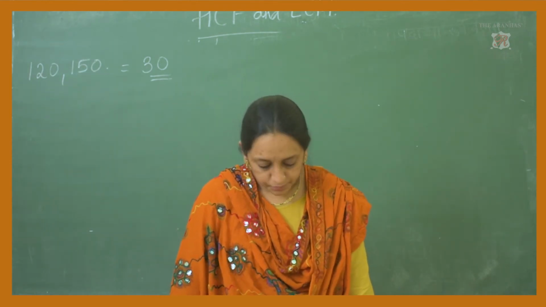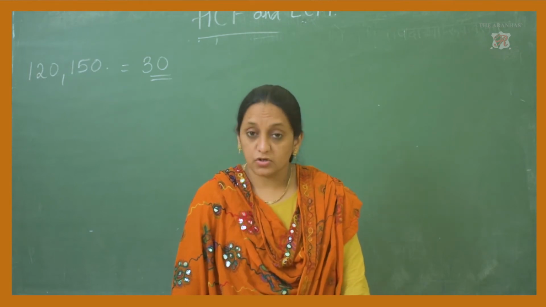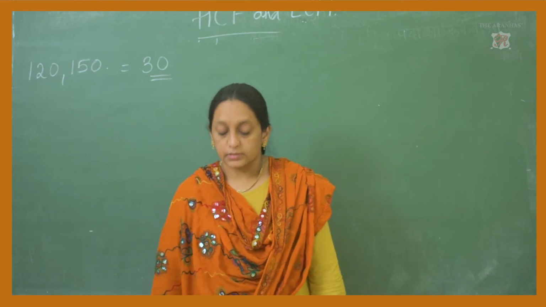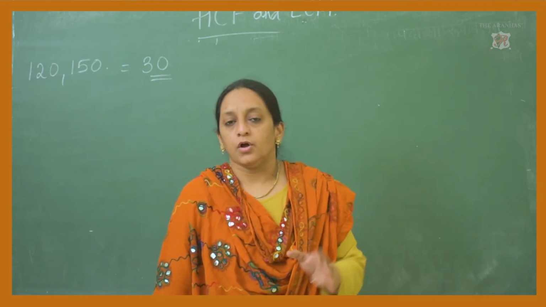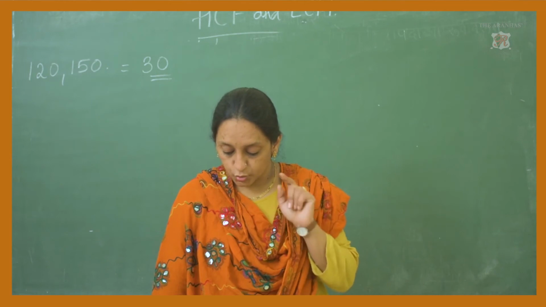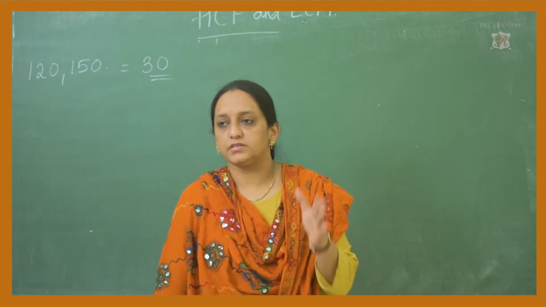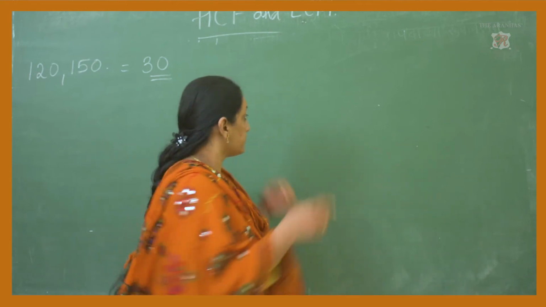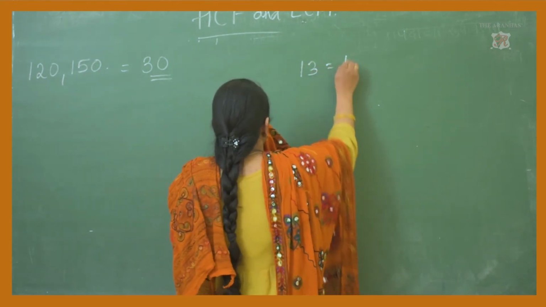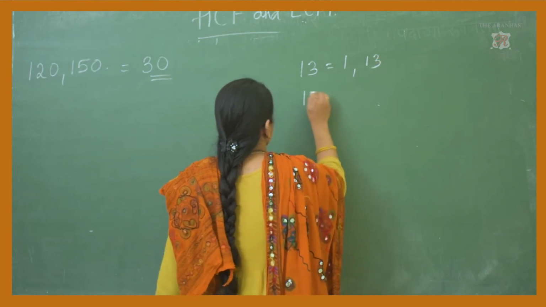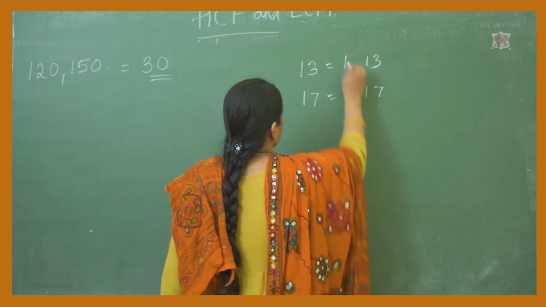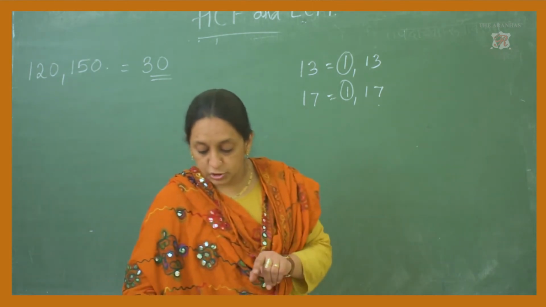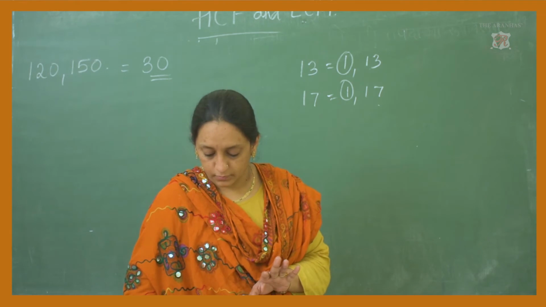The second one is: the HCF of this pair of numbers is not 1. They have given pairs of numbers, 13 and 17. They have asked you for the HCF. HCF means factors. The factors of 13 are 1 and 13. The factors of 17 are 1 and 17. 1 is common. But in the question they have asked in which pair 1 is not common.